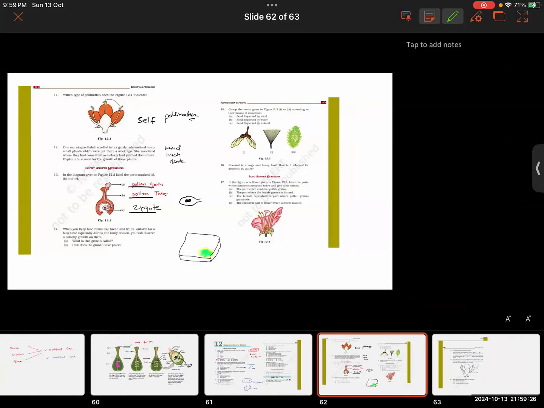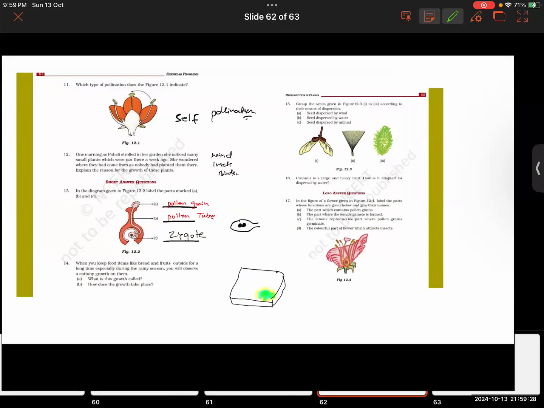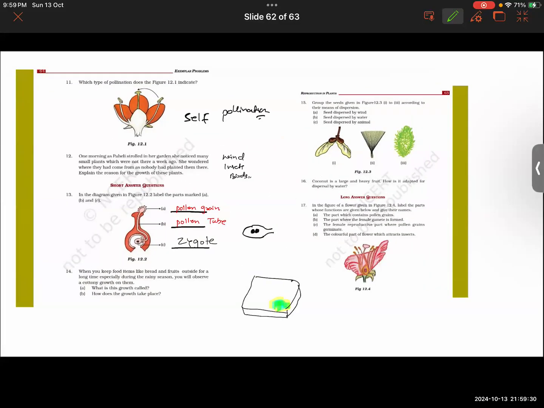Priyanka and Abu Bakar, you also got it. So what is this growth called as? Bread mold. Bread mold, okay. Now, how does the growth take place?